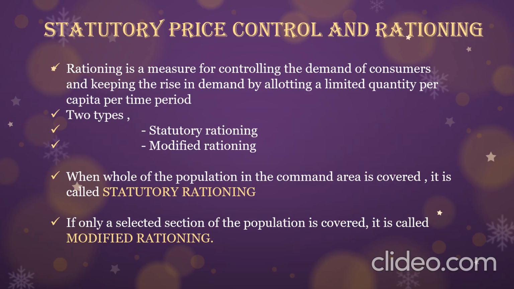Here comes the statutory price control and rationing. As we all know, rationing is nothing but a measure for controlling the demand of the consumers and keeping the rise in demand in check by allotting a limited quantity per capita per time period. There are two types of rationing: one is statutory rationing, another one is modified rationing. Statutory rationing is when the whole of a population in a command area is covered. The modified rationing covers only a selected section of the population.